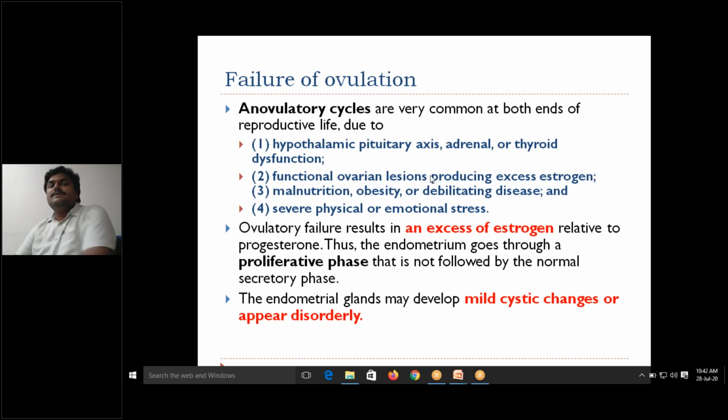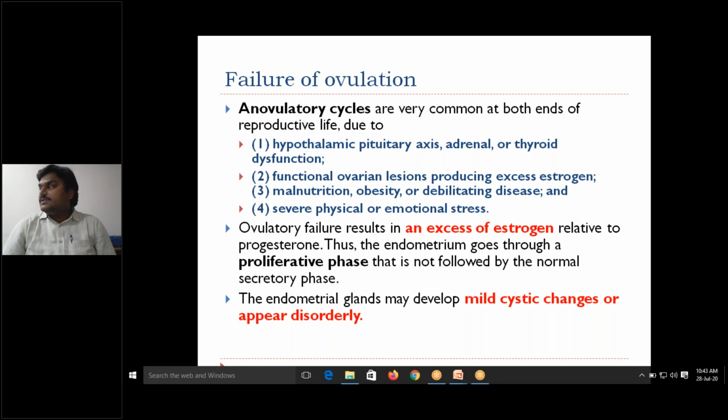So let us see what is meant by anovulatory cycles. This is because of the failure of ovulation. It is commonly seen at the age of adolescence and of course in the perimenopausal age. It is due to hypothalamic-pituitary-adrenal-thyroid axis dysfunction. From the hypothalamus, pituitary, thyroid, and adrenal, that axis will be disturbed. There is a dysfunction in that. Because of that, there will be a failure of ovulation.